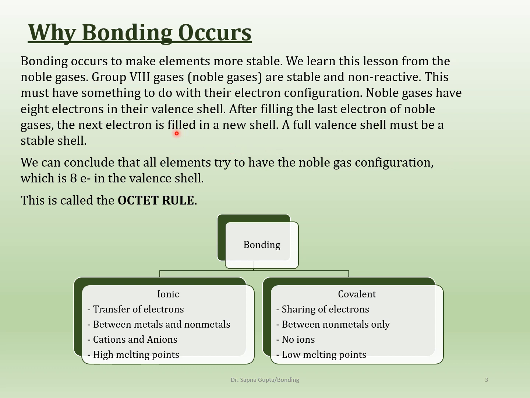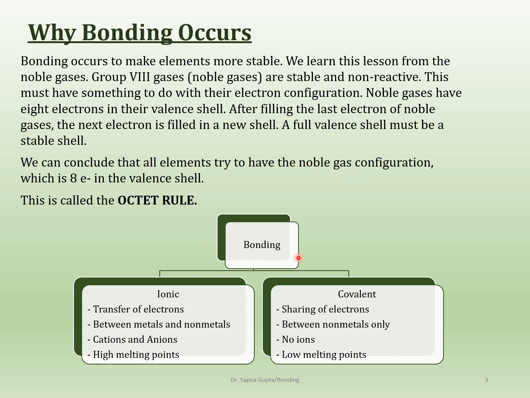So the rule of 8 is what is important here, and that is called the octet rule, which means that any element or ion that has 8 electrons in its valence shell is going to be stable, which means that every element strives to have 8 electrons in the valence shell. How it gets those 8 electrons is what bonding is all about.